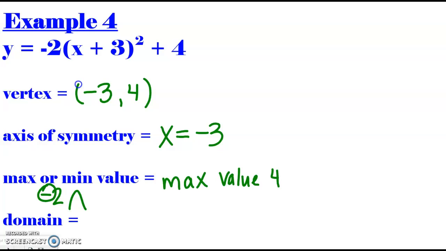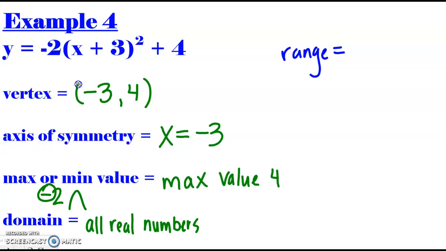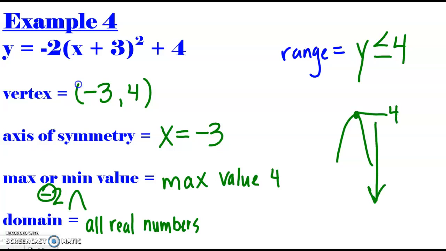The domain, how far left, how far right, is always going to be all real numbers, because the parabola goes to the left forever, and it goes to the right forever. And then the range is the y's, how far down to how far up. So it has something to do with y, and the maximum value was 4, so it would be less than or equal to, because here our maximum value is 4, and then it goes down forever. So the y's are less than or equal to 4.